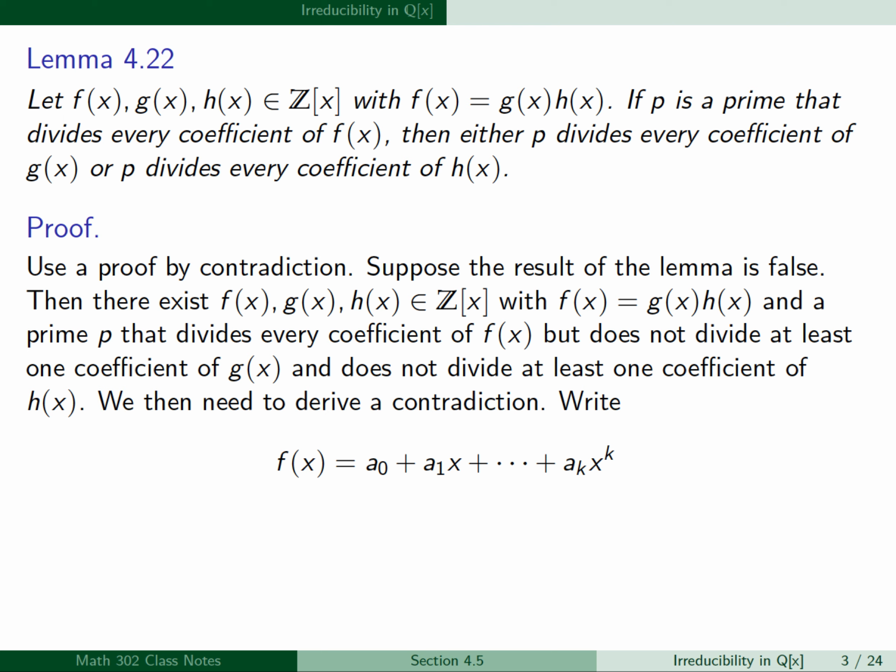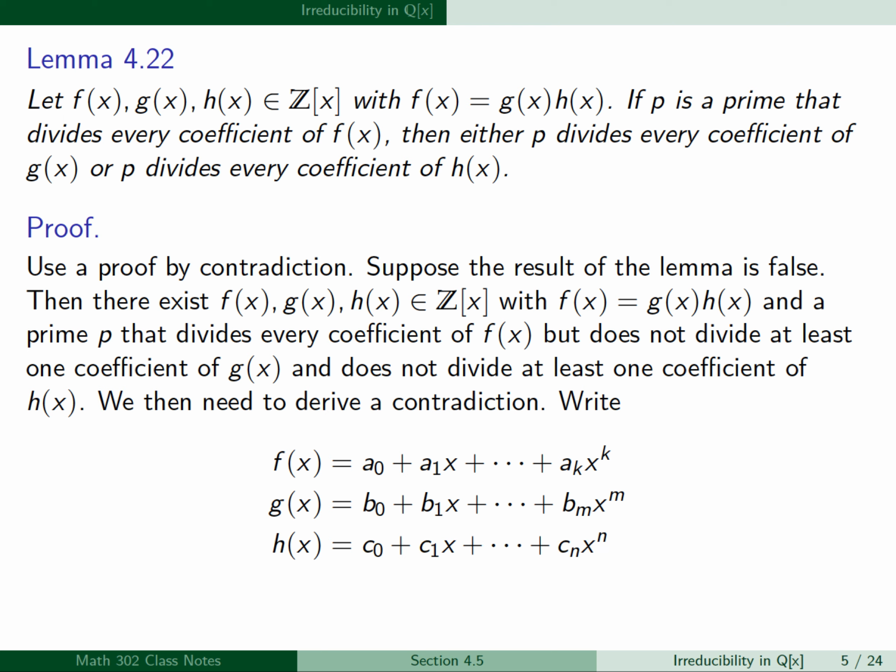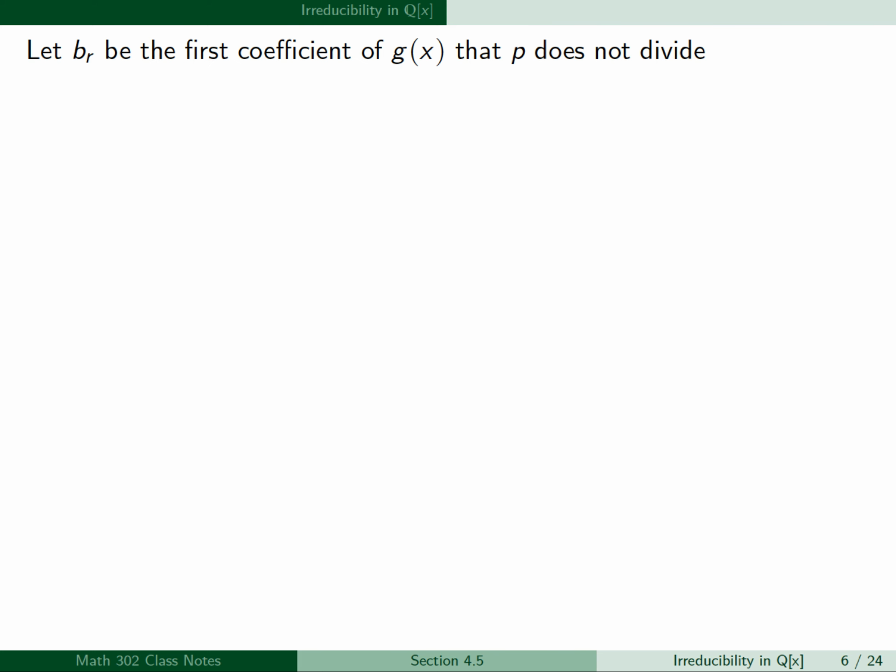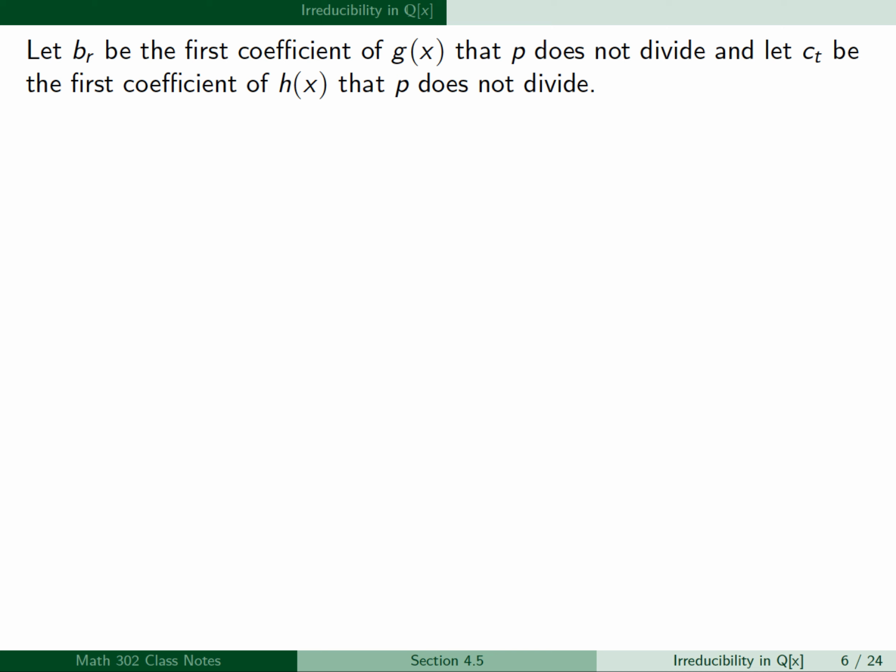So let's start by writing out formulas for our three polynomials. f(x) is a sub 0 plus a1 x plus down to a sub k x to the k. g(x) is b sub 0 plus b1 x plus down to b sub m x to the m. And h(x) is c sub 0 plus c1 x down to c sub n x to the n. Let b sub r be the first coefficient of g(x) that p does not divide. Now, by our hypothesis, we're supposing that p does not divide at least one coefficient of g(x), so there has to be a first coefficient that p does not divide. And similarly, we can let c sub t be the first coefficient of h(x) that p does not divide.